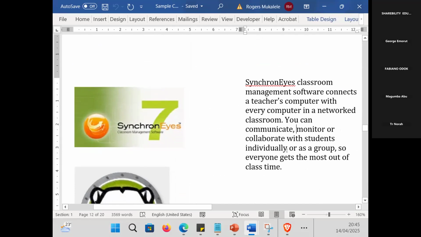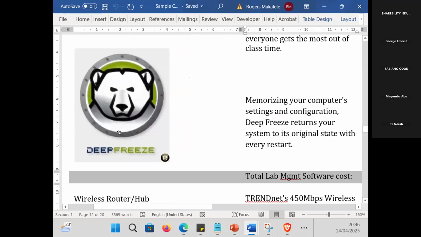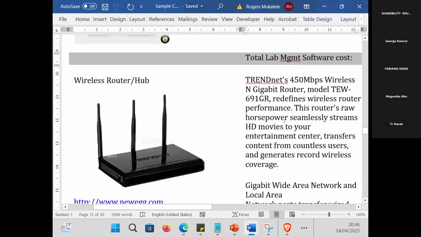So a teacher can monitor all the computers, installs it on the server and also on the client. Then we need the Deep Freeze. Deep Freeze software can help to make sure that the computers' settings remain the same, because children are always changing settings. They can even put a bad wallpaper on the screen. But if there is Deep Freeze, once you restart computers, everything gets back to normal.